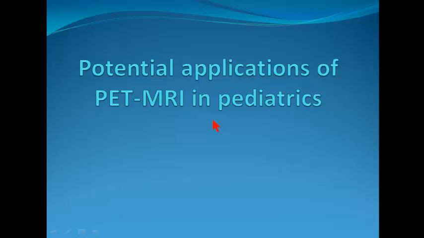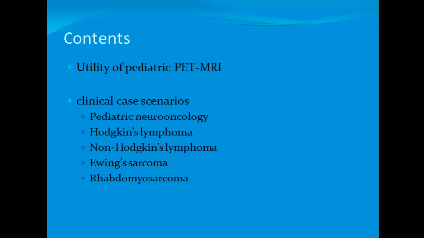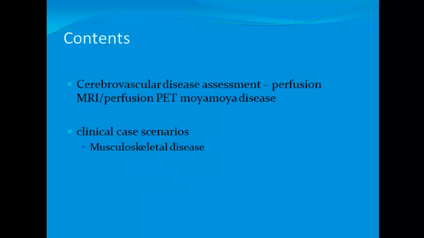We can continue the previous discussion, with applicability more so to pediatrics, looking at PET MRI. I'm going to talk about the utility of pediatric PET MRI. I'm going to discuss some of the potential applications using case scenarios in pediatric neuro-oncology, Hodgkin's lymphoma, non-Hodgkin's lymphoma, Ewing sarcoma, rhabdomyosarcoma. Going to maybe explore a little bit of potential application of PET and MRI in cerebrovascular disease assessment in children, with application to Moyamoya disease, and also look at maybe some use of PET MRI in musculoskeletal disease.